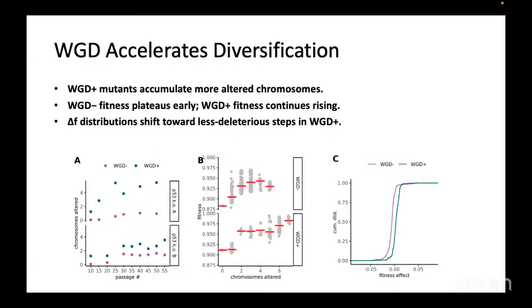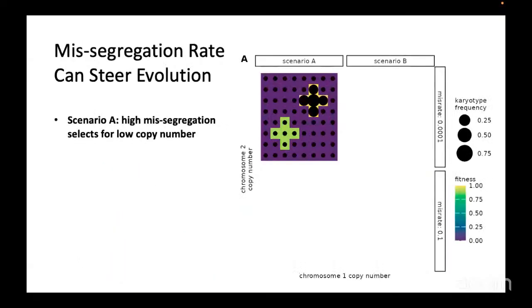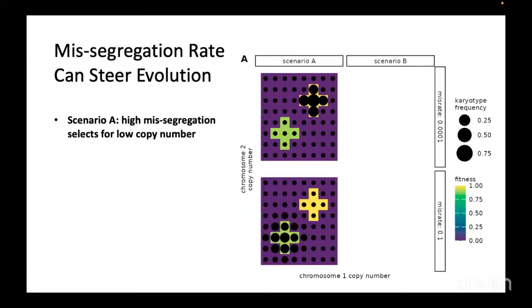And then a final example, missegregation rate or chromosomal instability itself can steer evolution. So basically, to think about this, we have two different scenarios. In scenario A, a high missegregation selects for a lower copy number. And basically, this is a consequence of the missegregation model that we use. All chromosome copies have an equal chance of missegregating. So if you have more of them, intrinsically they're less stable.